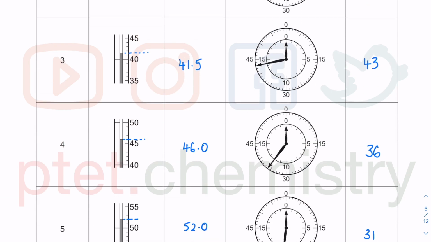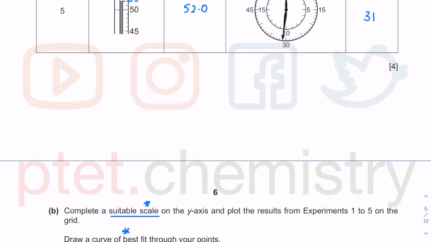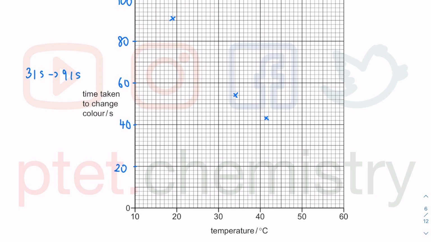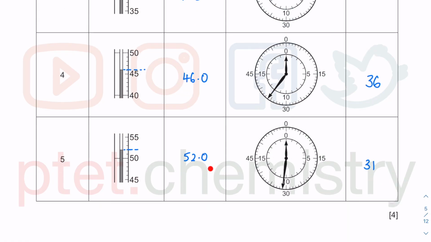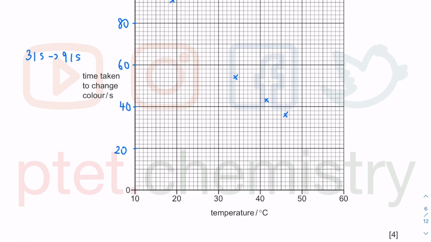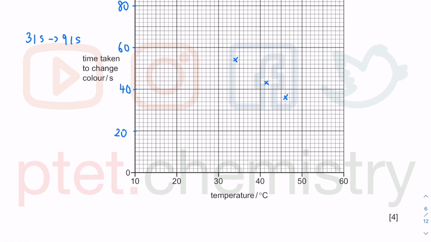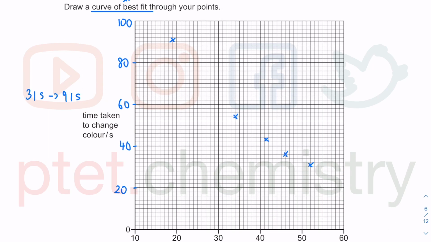Next one, 46.0 and 36. So we can see 46 here, 46 and 36. 36 should be here. 36 is 3 small squares above 30. There's 46 and 36. Last one, 52 and 31. 52 and 31. So I can roughly see my curve.